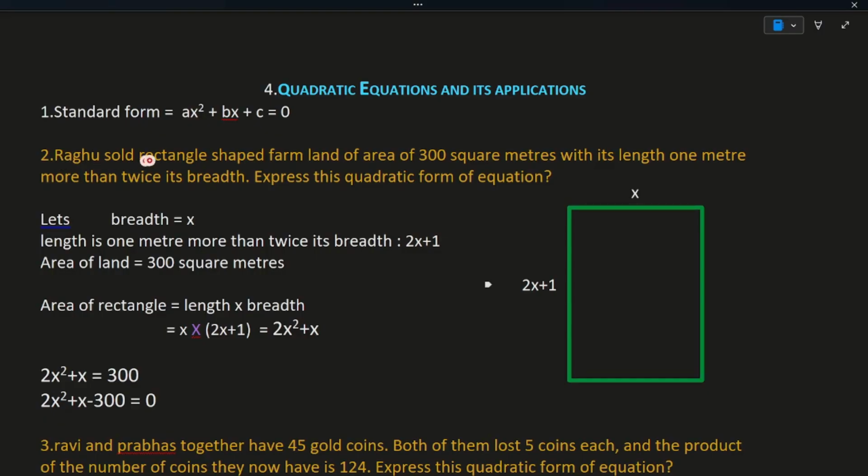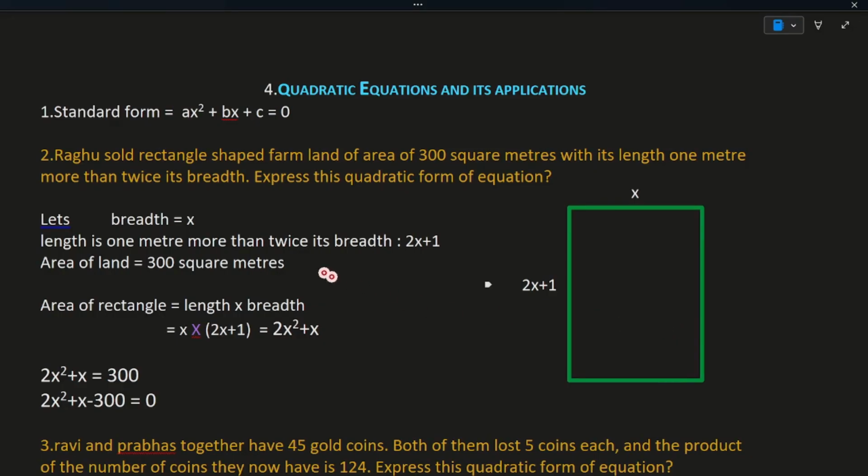Please read this. Raghu sold a rectangle shaped farmland of area 300 square meters with its length 1 meter more than twice its breadth. Express this in quadratic form of equation. For example, a farmer called Raghu sold his rectangular shaped land which is 300 square meters. See, this is the rectangular plot of Raghu. It has 300 square meters of area, meaning this entire inner portion is 300 square meters.